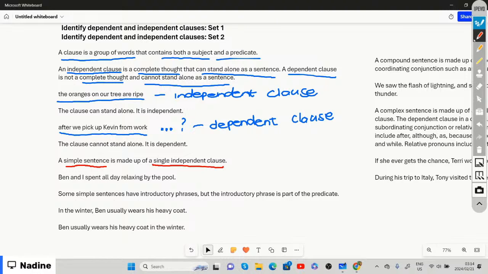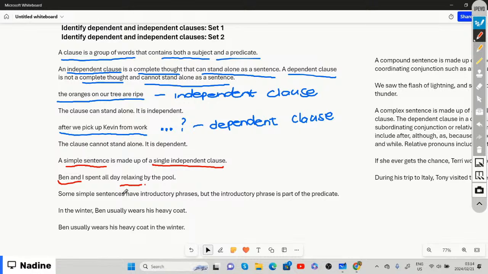An example of a simple sentence is: Ben and I, which is our subject, spent all day relaxing at the pool. So spent all day relaxing at the pool is our predicate, right? So this has both a subject as well as a predicate.